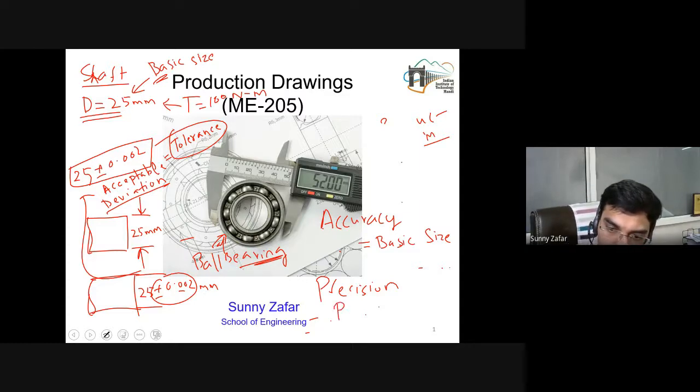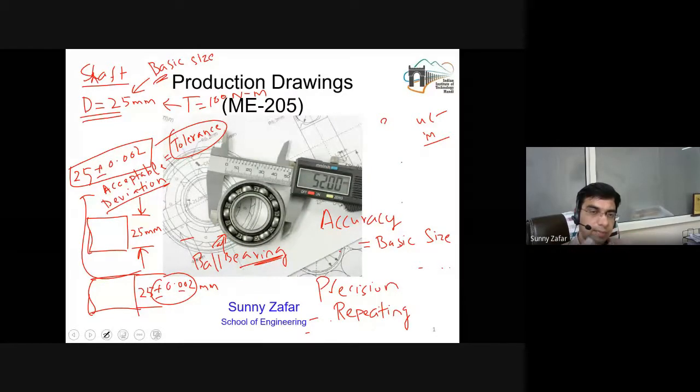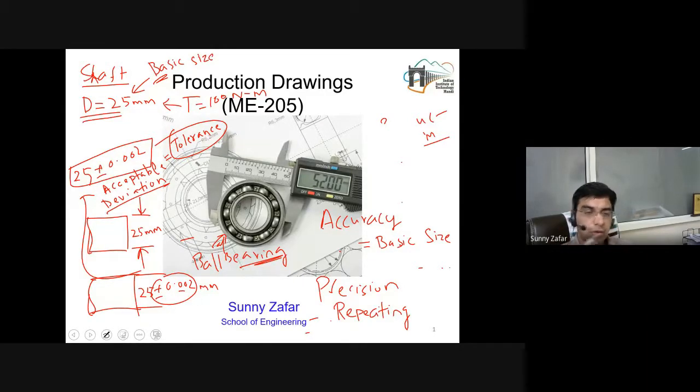But what is precise? Precise is repeating the same size, which may or may not be accurate. It may be equal to the basic size, or it may be slightly deviating from the basic size. But do we accept that deviation? That will be decided by this tolerance zone. The narrower the tolerance zone, the more precise manufacturing process is needed, more precise tooling, more precise jigs and fixtures are needed to create that product.